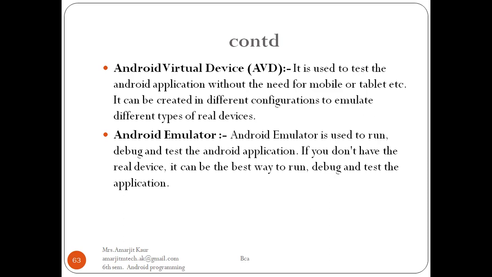The device manager is an interface you can launch from Android Studio that helps you create and manage AVDs. An AVD contains a hardware profile, system image, storage area, screen, and other properties. Next one is the Android emulator. The Android emulator is used to run, debug, and test the Android application. If you don't have a real device, it can be the best way to run, debug, and test the application.